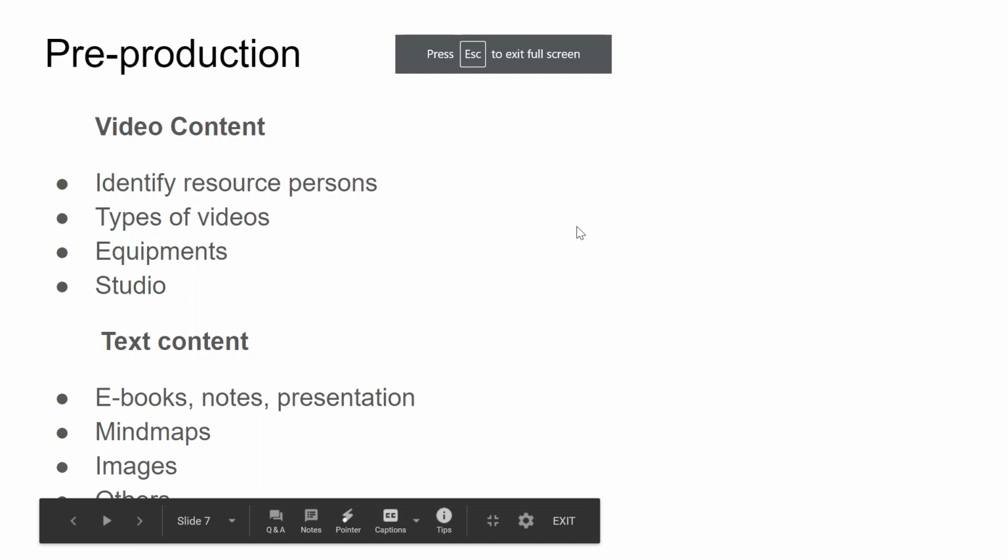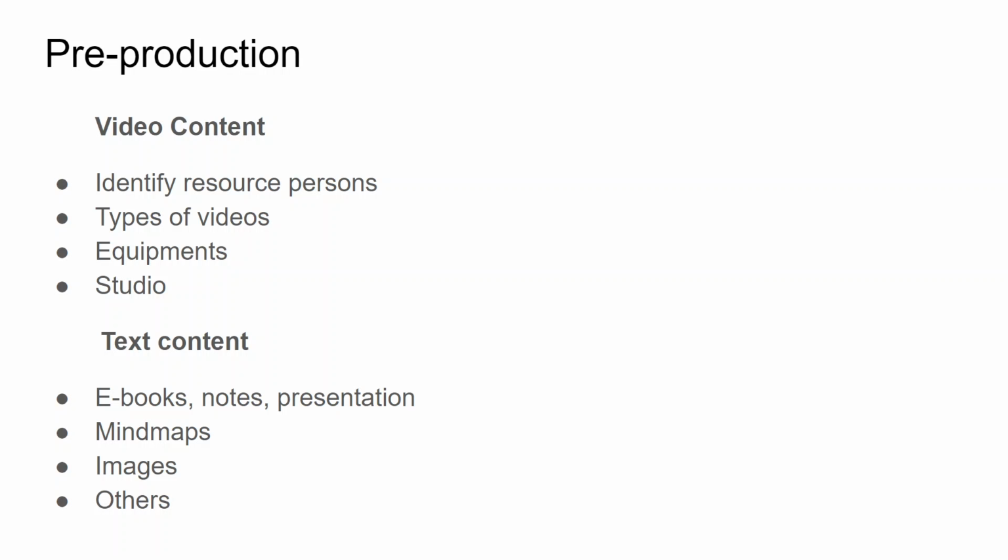Moving further, pre-production activities. These two things are the major part of pre-production activities, like identifying the video contents and text content. So for video content, you should identify resource persons.